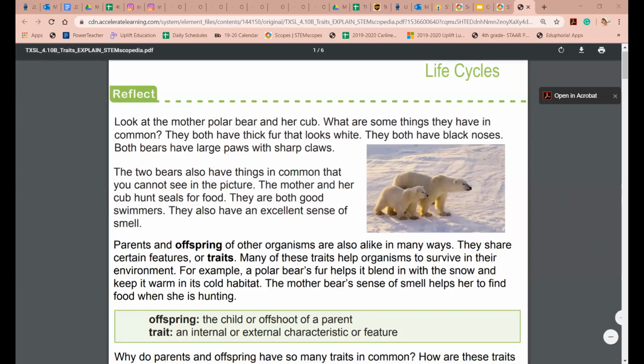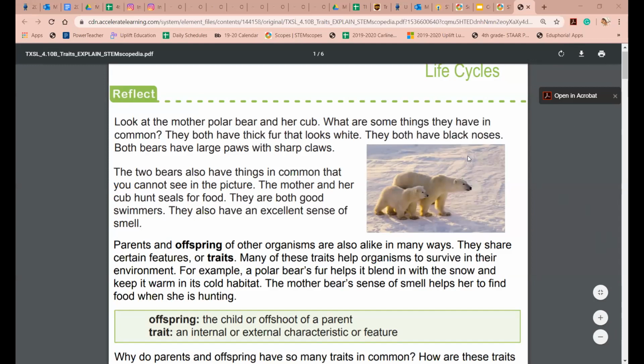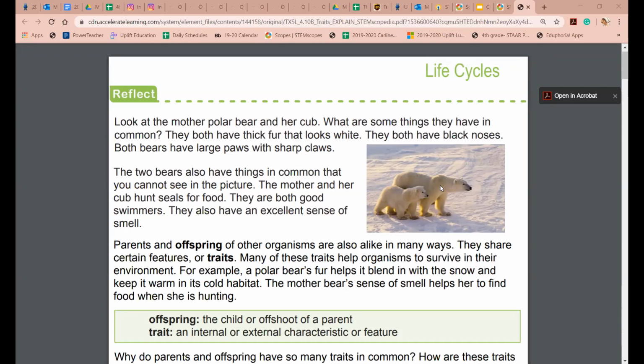So remember when we talked about this, we discussed all the traits that the polar bear could have potentially gotten from its mother, inside and outside, okay? And I want y'all to take a minute to reflect on some traits that maybe you inherited from your parents. They can be on the outside or they can be on the inside.